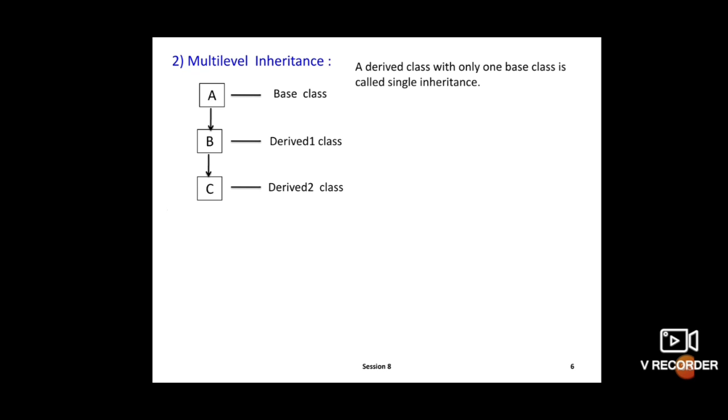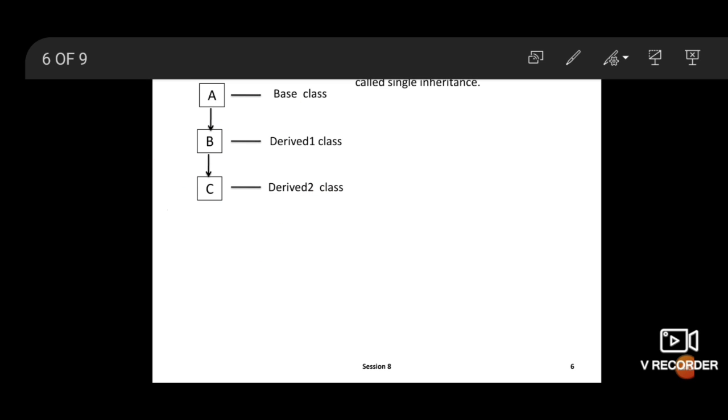In this diagram C is a derived class. What is the base class of this C class? B. What is the base class of B class? A. So for B class the base class is A, for C class the base class is B. A is the base class, then from A, B is derived one, and from B, C is derived two class. This is called multi-level inheritance. This definition is totally wrong. Sorry, students.